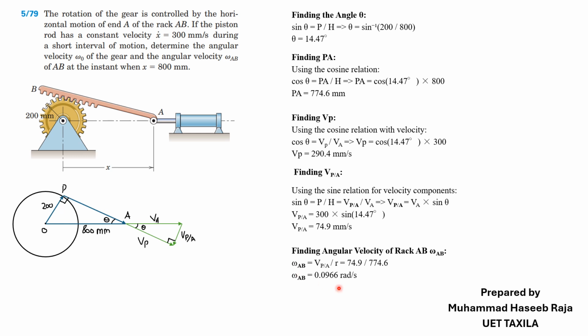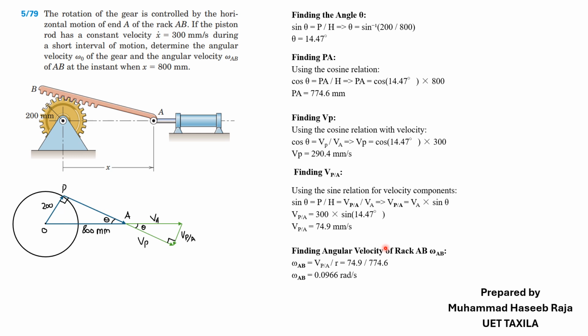You know that V is equal to R omega, so omega is equal to VP over A divided by R. Here you see the velocity is this and the distance PA is this, which we found already as 774.6. So here we find the angular velocity of the rack.